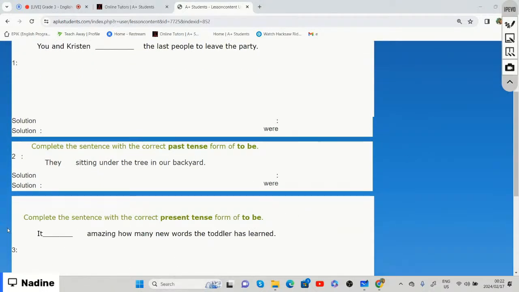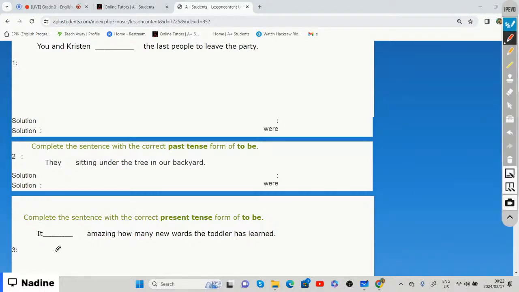All right, so we're going to use the present tense form now. And it says, it, amazing how many new words the toddler has learned. So we need to choose between it is amazing or it are amazing. We need to choose one of these two verbs to add to our answer. Do we say it is amazing how many new words a toddler has learned, or it are amazing how many new words a toddler has learned?